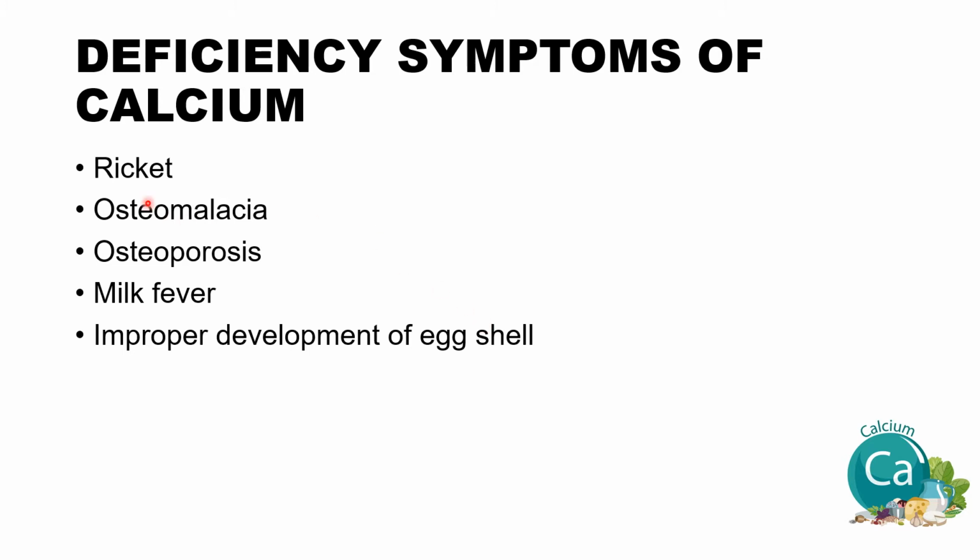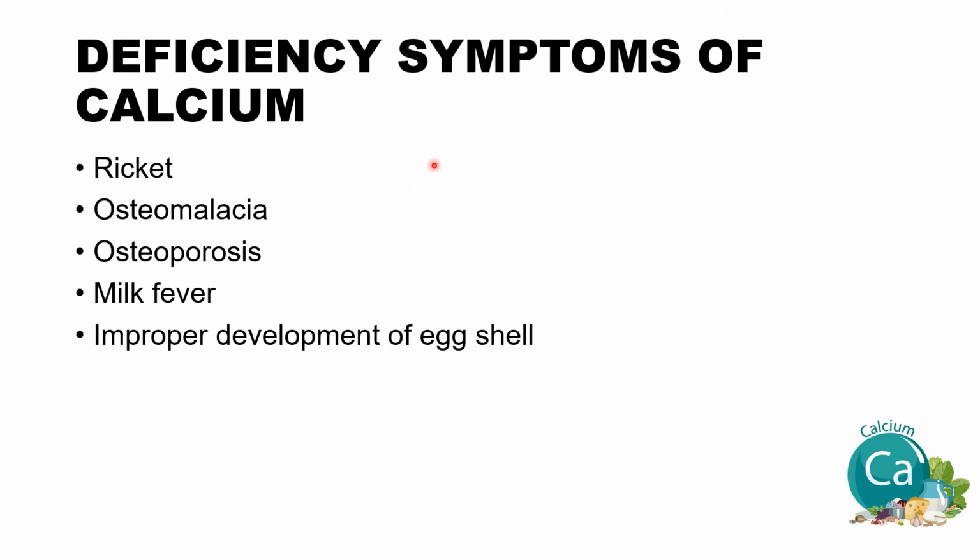So, first is rickets. When we say deficiency symptom, it means a low level of calcium in the body of the animal. And this may result in diseases like, first, rickets. This rickets is mostly found in young growing animals.